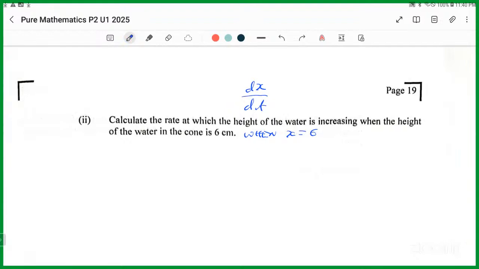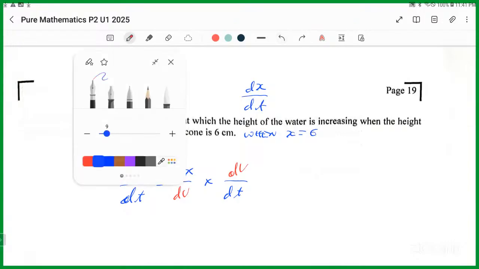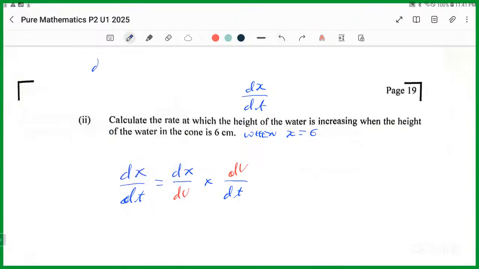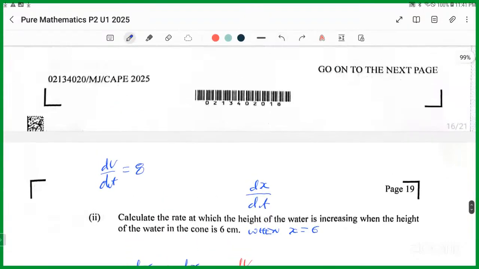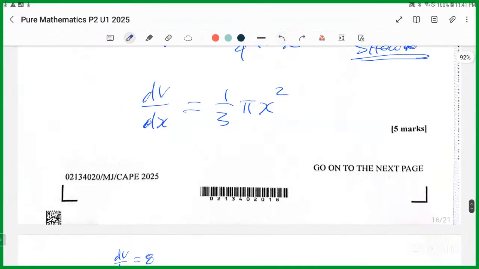So we're going to use that dx by dt is equal to the product of two rates of change. dx goes on top of the first one here, dt goes on the bottom of the second one, and the third variable that is changing, the volume, I'm going to put it here, dV and dV. Now we know this, we're given that. We know that dV by dt is 8. And this now is the reciprocal of what we have up here. We have dV by dx, but here we need dx by dV.